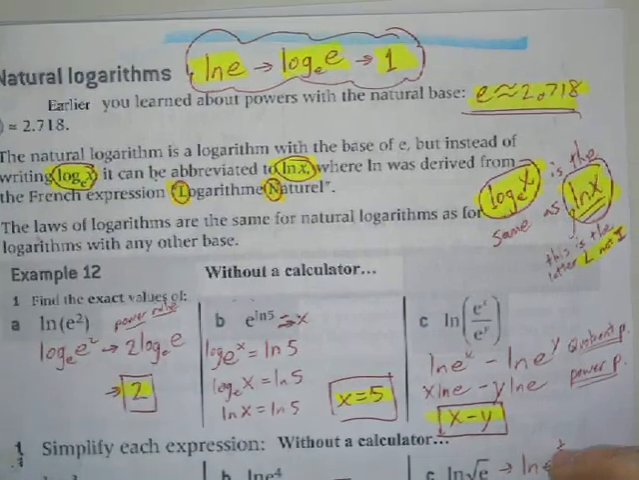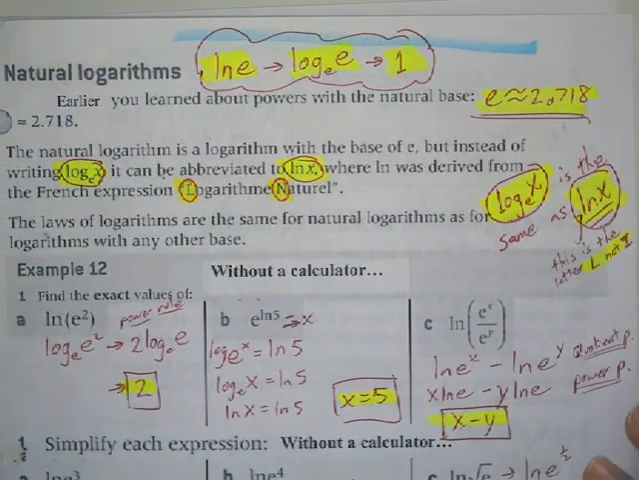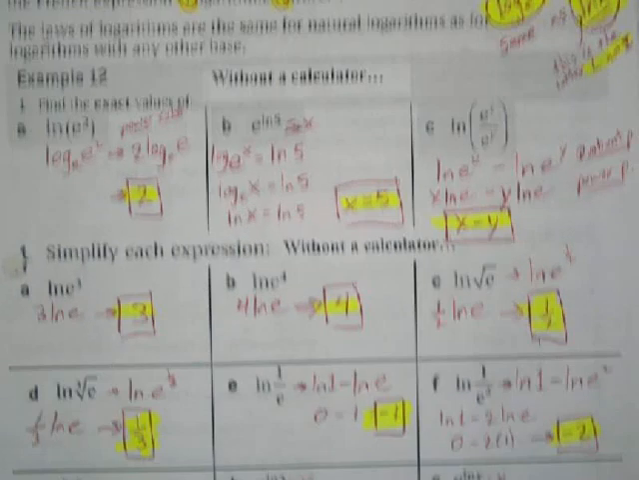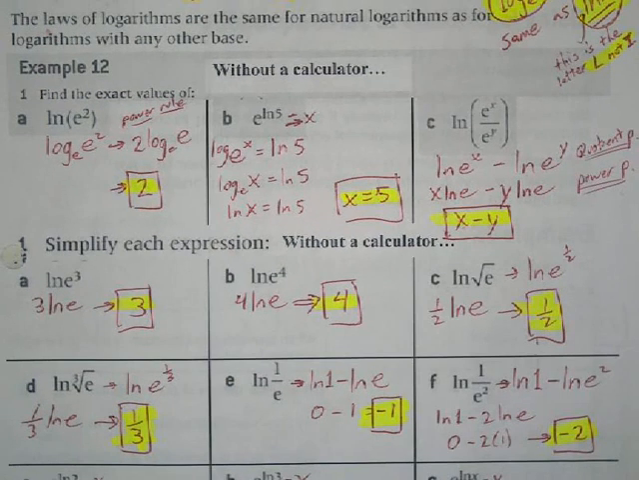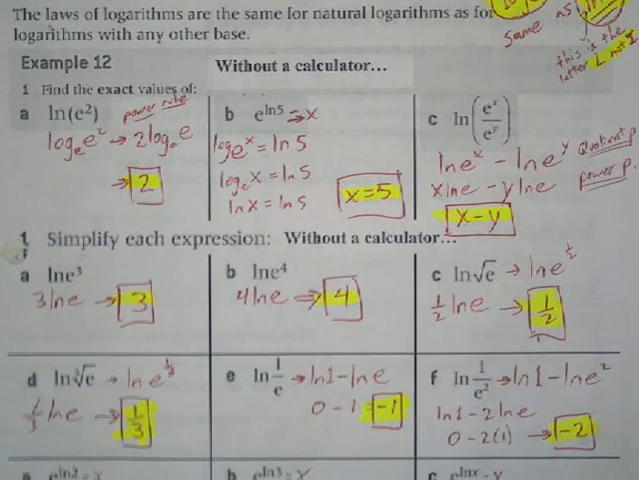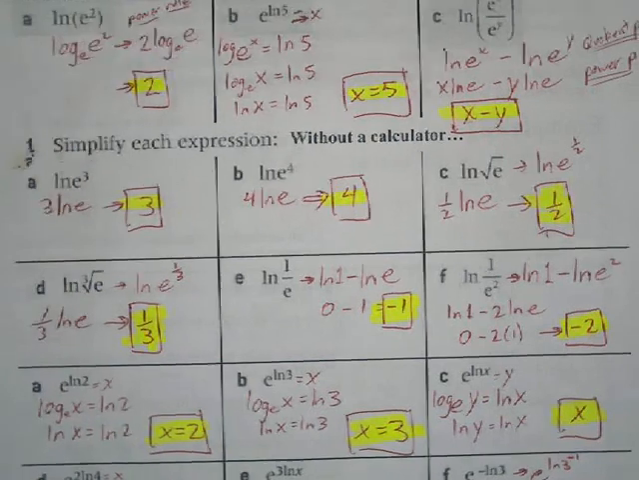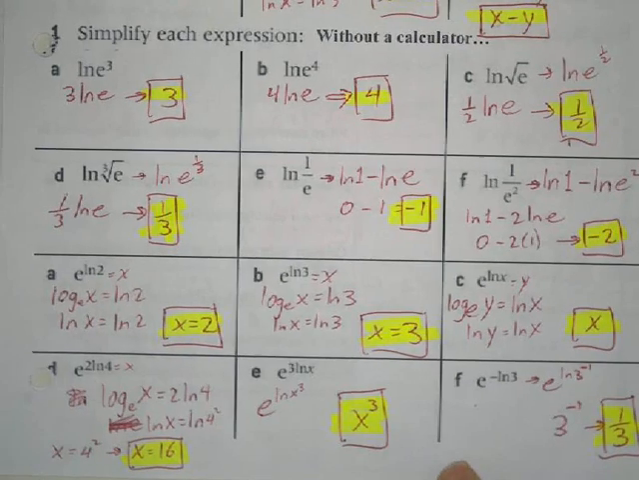Okay, try the next 3 on your own. Okay, there's the answers for that. Try the next three on your own, D, E, and F. Okay, here's the answers for those. Try the next three on your own. Here are the answers to those. And try the next three on your own. And here are the answers to those.